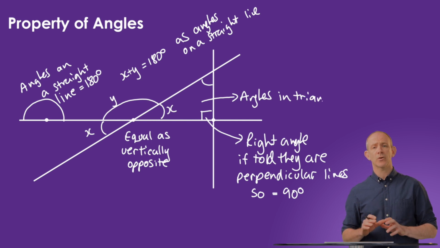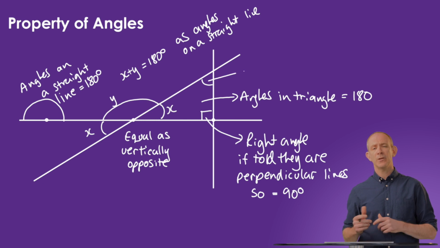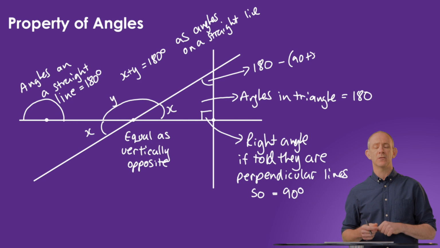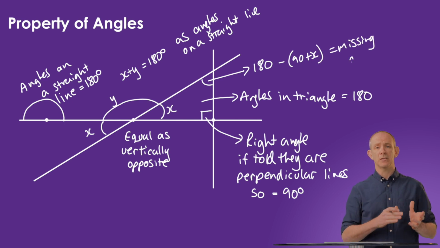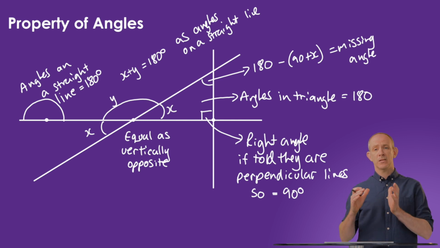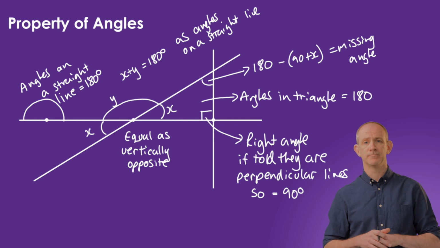The angles inside a triangle always equal, again, 180. If we know that the angles inside a triangle equal 180, we can use that as the reason for what this missing angle is in our triangle. It's going to be 180 minus 90 plus whatever that other angle is, would give us the missing angle.